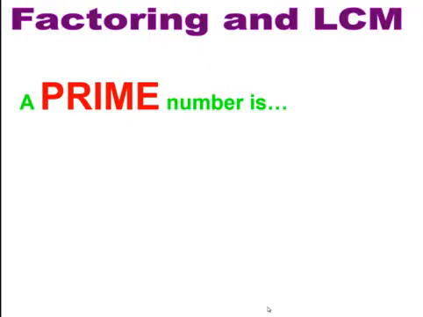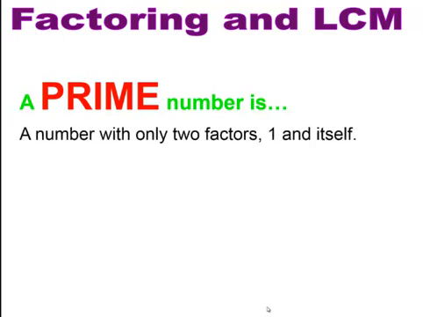So when we're talking about adding and subtracting fractions, you're going to need to have a common denominator. So I'm going to teach you a method of how to find the common denominator. First off, you need to understand what prime numbers are. Prime numbers are numbers with only two factors, 1 and itself. Factors are things that are multiplied together to give you a product. So a prime number only has two factors, 1 and itself.